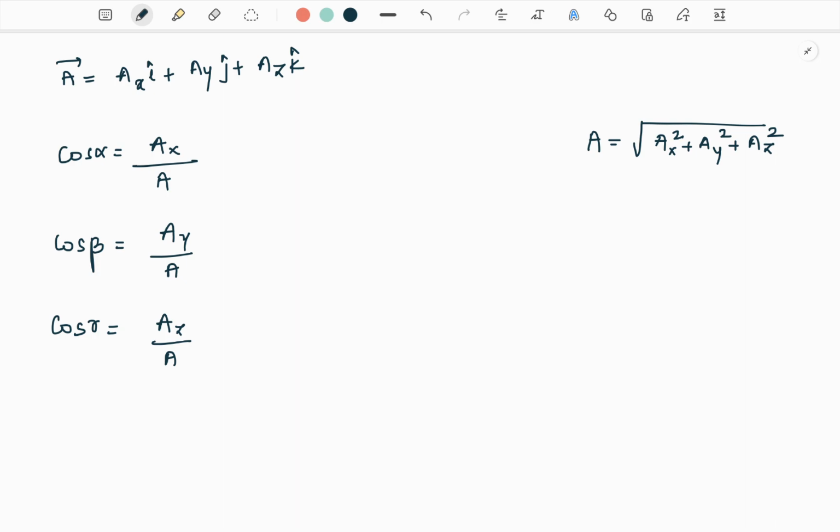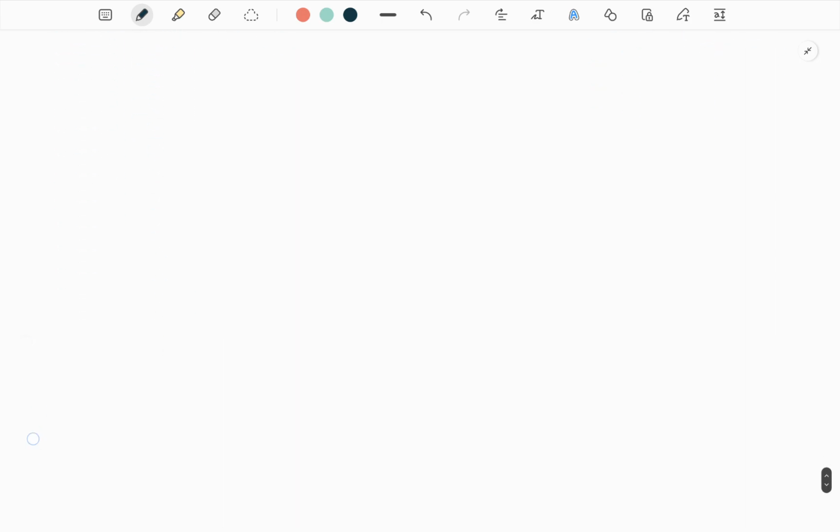Another use of this dot product is, if we wish to find the component of a vector parallel to another vector, dot product basically will help us. So what do I mean? So imagine we had two vectors, a bar and b bar. Let's say the vectors were something like this, where the angle between the two vectors is theta.